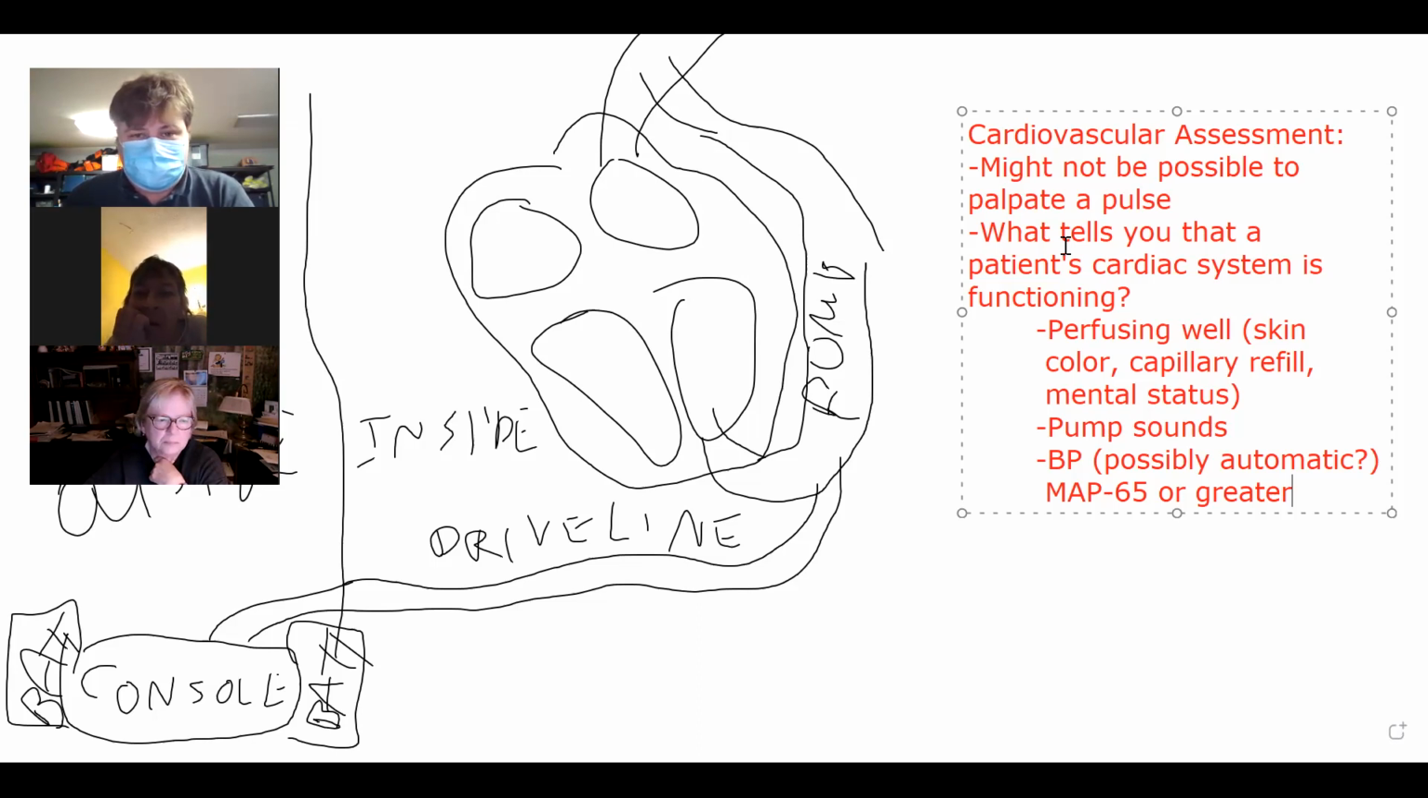Fault with the pump itself. Mechanical fault. Yeah, there could be, the pump could just be broken, or some element of the pump is not working.